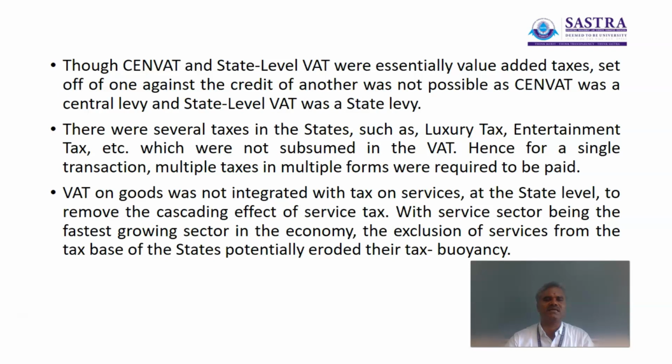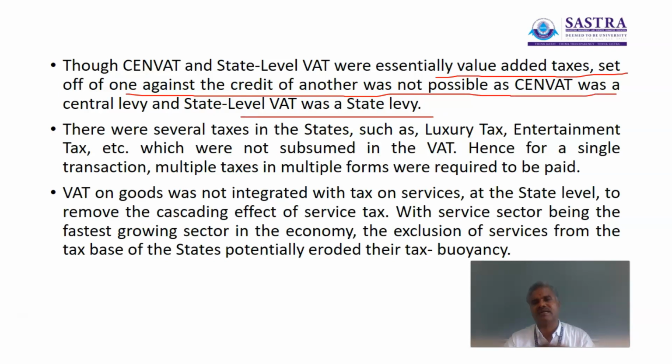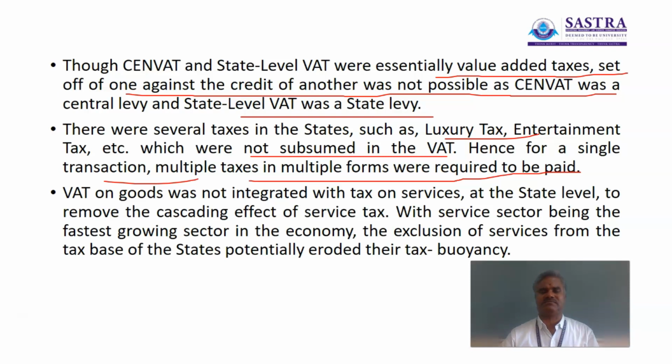So then what? Central value added tax and state value added tax were essentially value added taxes, but set off of one against the credit of another was not possible. What was a central levy and what was a state levy was distinct. There were several taxes in the state, such as luxury tax, entertainment tax, etc., which were not subsumed in the VAT. Hence, for a single transaction, multiple taxes in multiple forms were required to be paid. They are the disadvantages of the previous taxes.